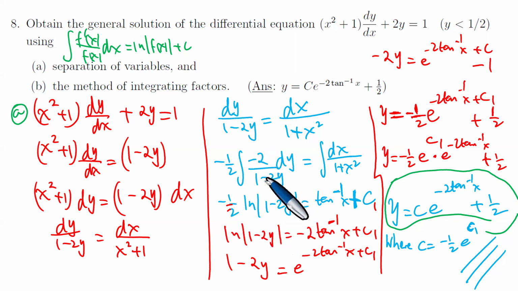Right, so when you integrate this now, it's exactly of the form where the derivative of the function is in the numerator. Alternatively, you'll have to let u be 1 minus 2y, and so on, but it's going to be long. And then you have the minus 1/2. And in the end, we get this answer in green, which is y equals c e to the minus 2 arctan x plus 1/2.